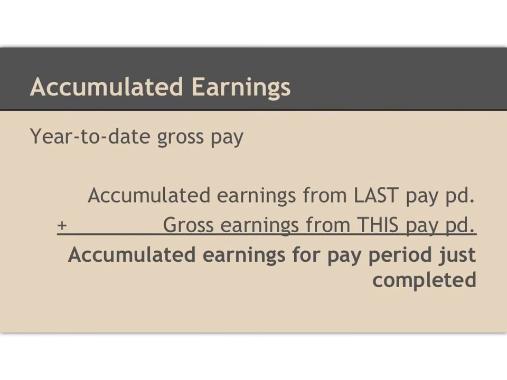Accumulated earnings is really just year-to-date gross pay, starting with the first pay period of the calendar year, and we'll just continue to accumulate their earnings in the following way. We'll take whatever they have accumulated in gross earnings up to this point and add on what they earned in gross earnings this pay period. Accumulated earnings is a running total of the accumulated gross earnings, not the net. There is no column for accumulated net earnings. This is a gross pay column.